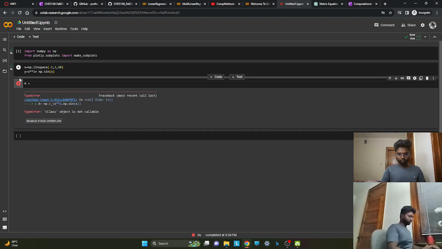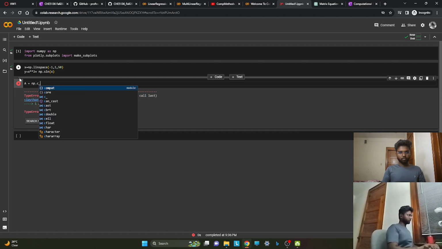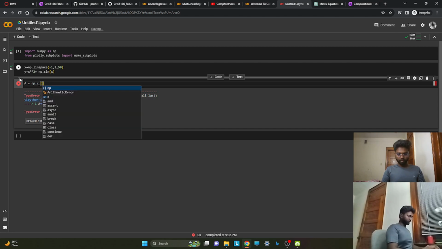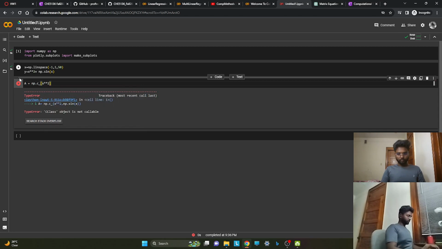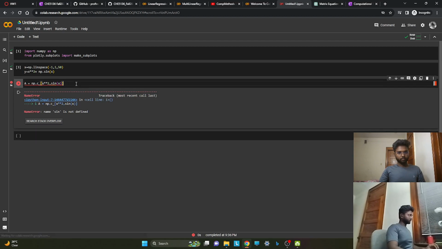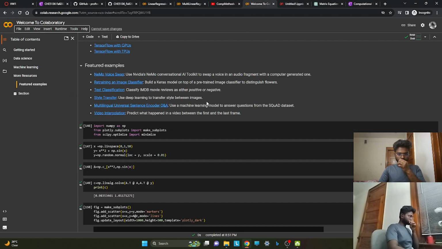A equal to np dot c coordinate. Okay, I need to put these brackets, I'm making mistakes over and over again. Here x square, then sin x. Okay, now it should run. Okay, I think I forgot the syntax. Np dot, yeah, it's right only.